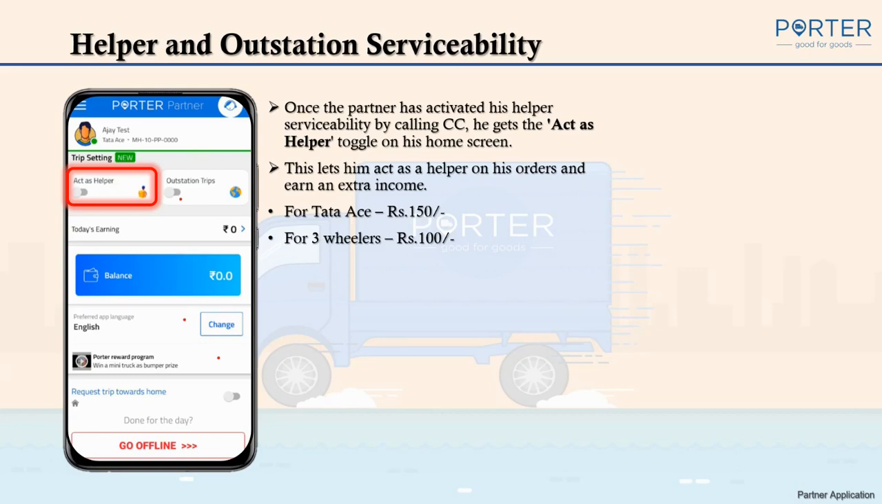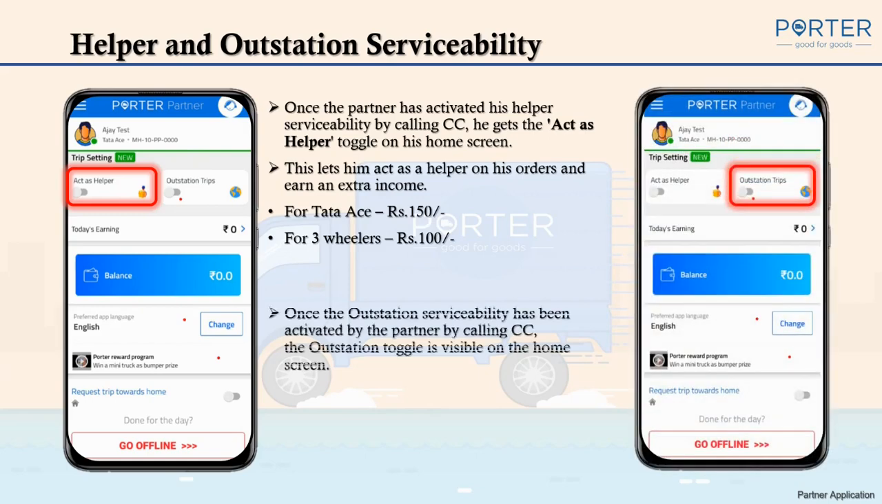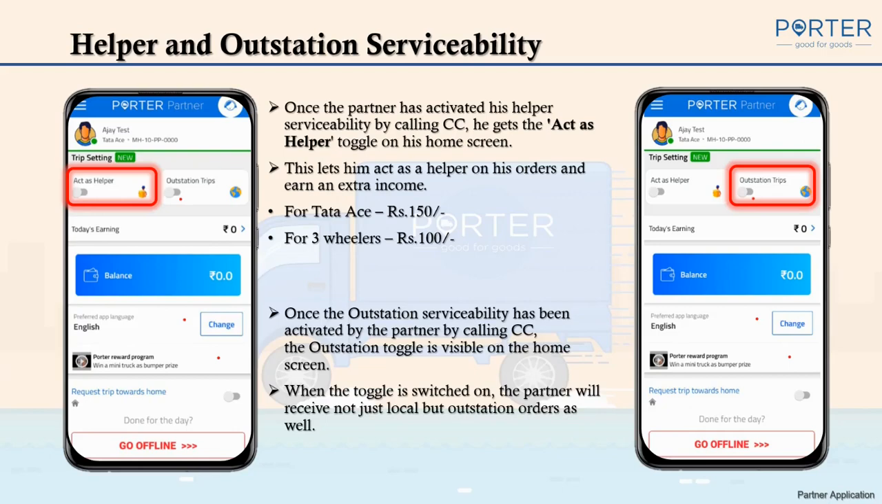The next toggle that we are going to talk about is the outstation trips toggle. Again, if the partner wants to do outstation trips, he needs to first call the customer care team. The customer care team will take that request and raise it to the supply team. The supply team will enable this option for the partner. Only after that he can do outstation trips. Once the outstation toggle is activated for the partner, he can switch on the toggle and then he will not just receive the local trips but also outstation trips as well.